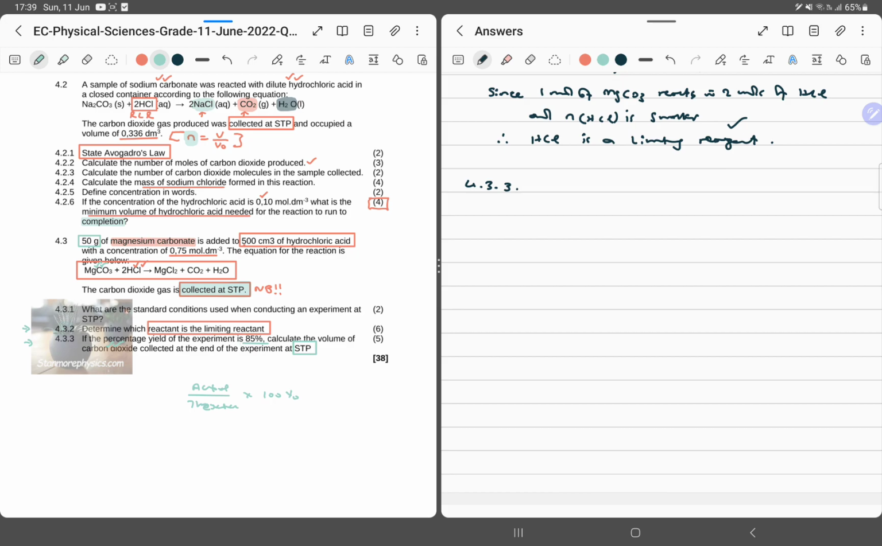So let's see. We're going to start it this way. First, let's get the number of moles, the theoretical one. So we can just say the number of moles of CO2 theoretically is going to be equal to half the number of moles of HCl used. Right.